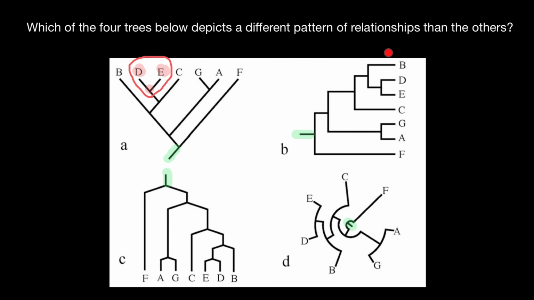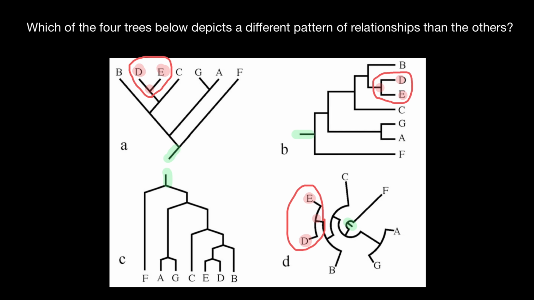Now let's analyze, for example, this one. D and E would be here. So let's also highlight them. D, E, and the most recent common ancestor here. And again, we can circle them because they would make a clade. On the other diagram, we have D and E here, most recent common ancestor here, and we can also circle them. They're going to make a clade in this phylogenetic tree.